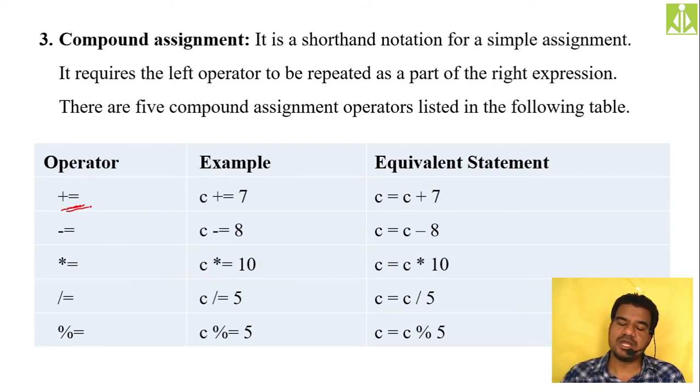Plus equals is the compound plus assignment operator. C plus equals 7 means C is equal to C plus 7. Likewise, for all the different operators they have given the meaning over here. Okay, this compound assignment we can call a shorthand notation or shortcut form for solving the given statement.